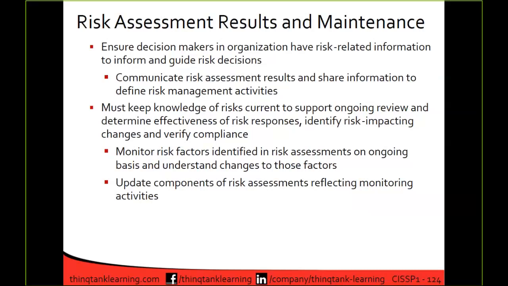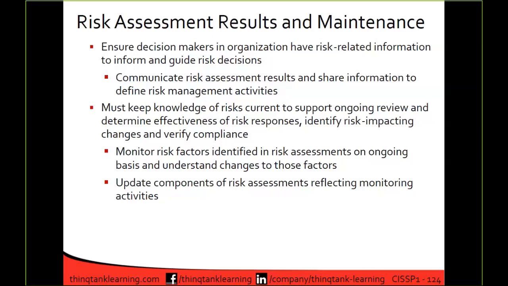You have to keep knowledge of risks current because they're constantly changing, right? The impact to your organization 10 years ago is significantly different than the impact or possibilities of impact to your organization today. It's just the nature of things, right? So there always has to be some sort of ongoing review process to determine the effectiveness of your risk response methods, what your impacts are, and your compliance requirements for risk mitigation.